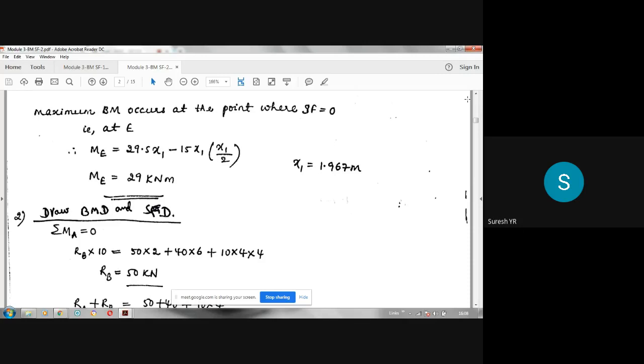What is hogging bending moment? Only those questions will be there. And given the shear force diagram, sometimes they will ask you to find the bending moment diagram. That type of problem also is there. I will take that up later.